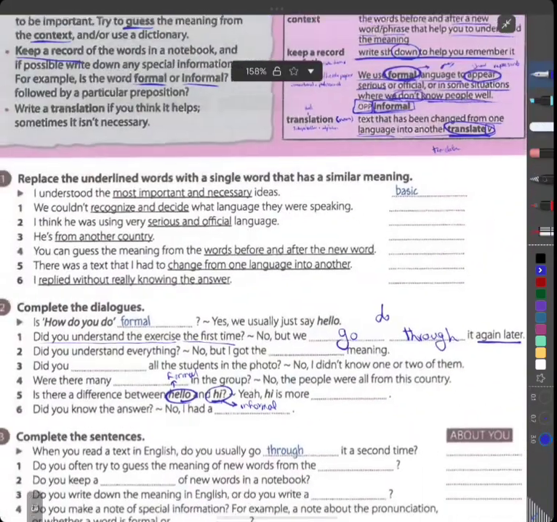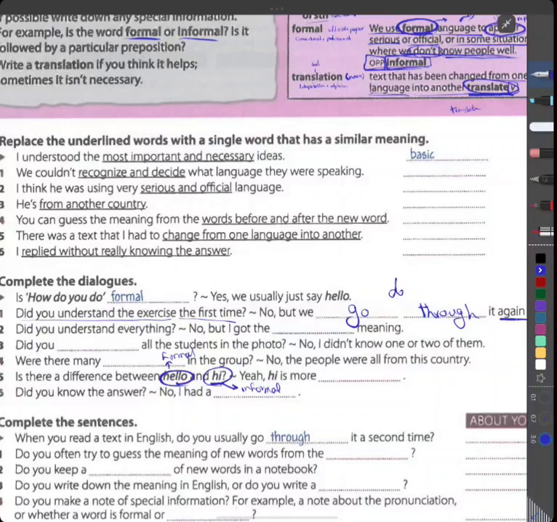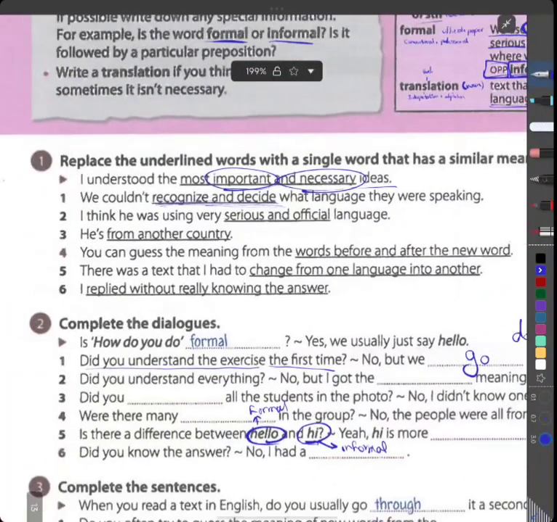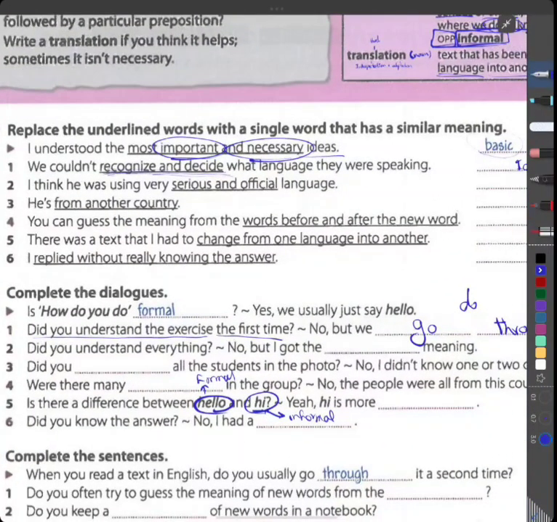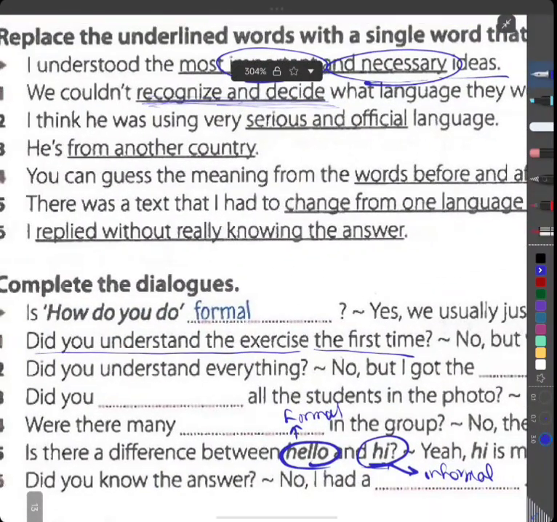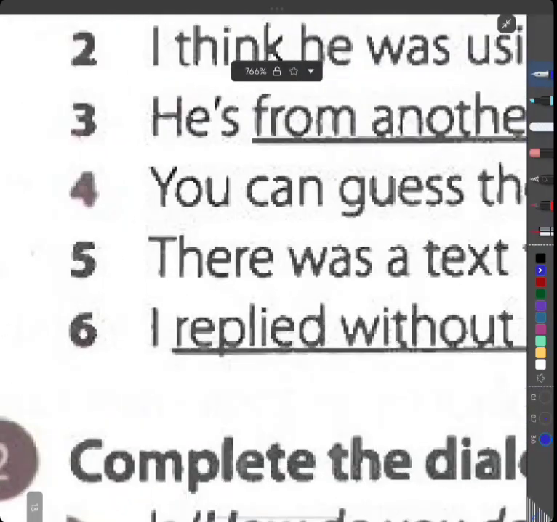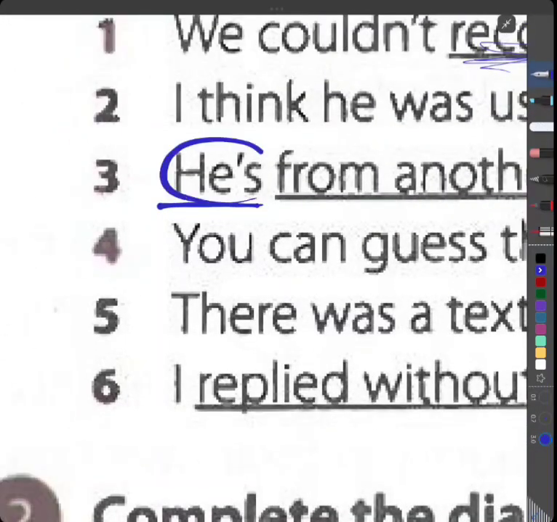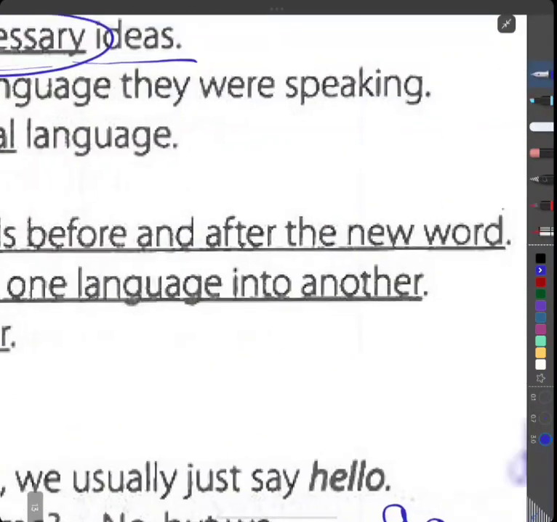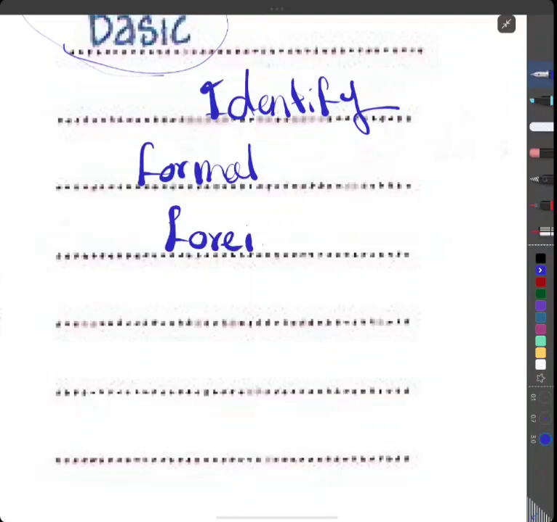Okay. I understood the most important and necessary ideas means basic. We have important and necessary ideas. We couldn't recognize and decide: these are synonyms for identify. I think he was using very serious and official language: formal. He's from another country. Look, it doesn't underline he, which is a person, meaning we have nothing to do with the person. From another country could be a language, could be a culture. From another country. Okay? Foreign.